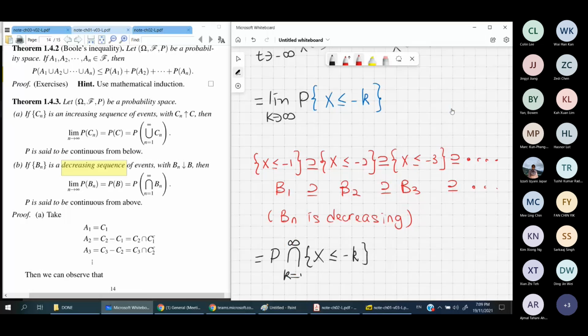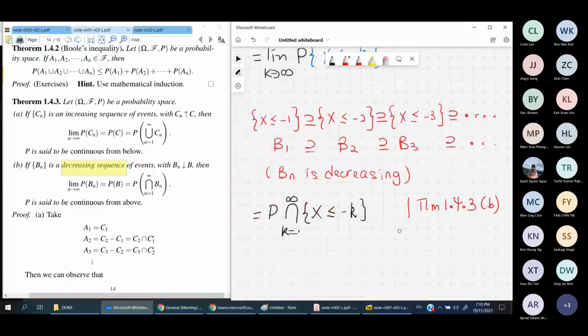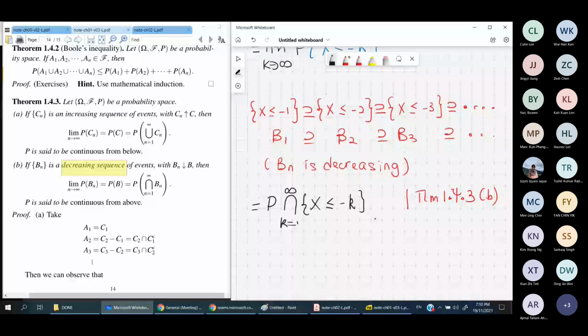So how do we get this? This is actually by Theorem 1.4.3b. And if you look here, k is -1, -2, -3. So this will end up going to negative infinity, right? Because X only takes real numbers, this will be the empty set. P of the empty set will be 0.